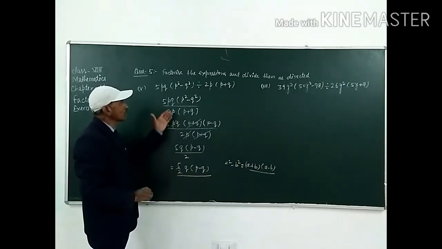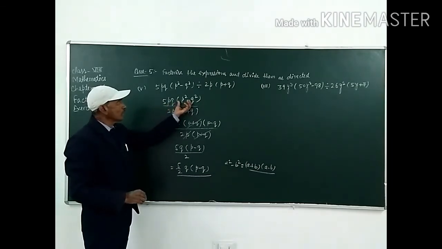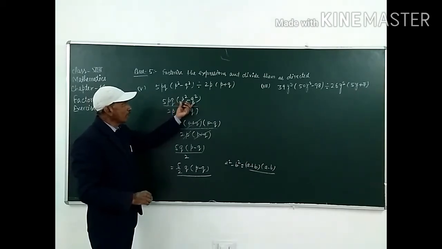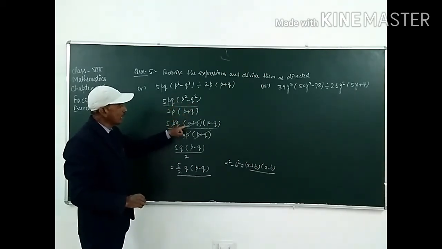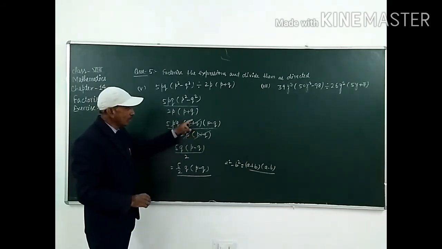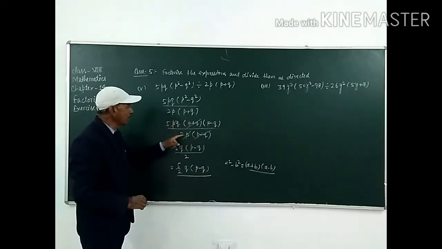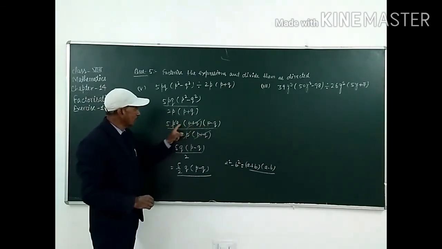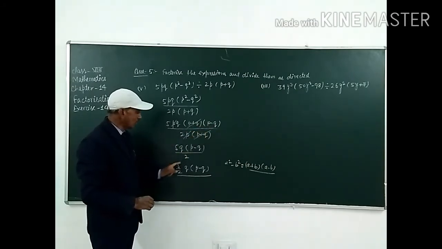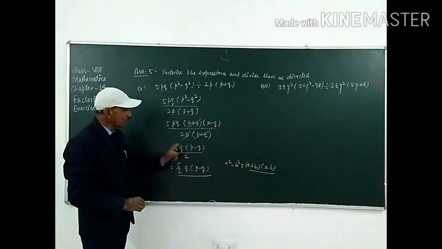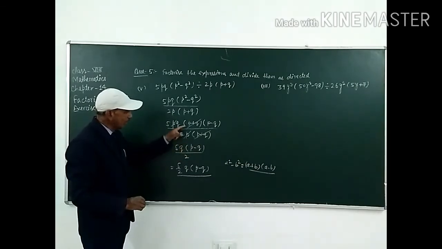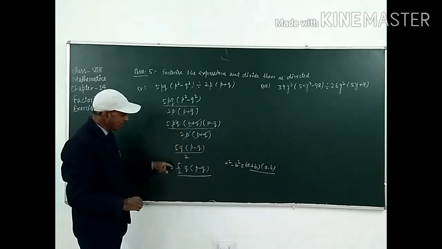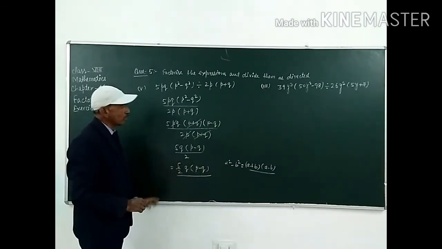So in this part of this question student, in the first part we have to use the identity a square minus b square, and after using the identity this numerator and denominator will be cancelled with each other, and this p is cancelled with this p, and 5q and p minus q will remain. 5q into p minus q will remain in the numerator and denominator will be 2. So we can write it 5 by 2 q into p minus q.